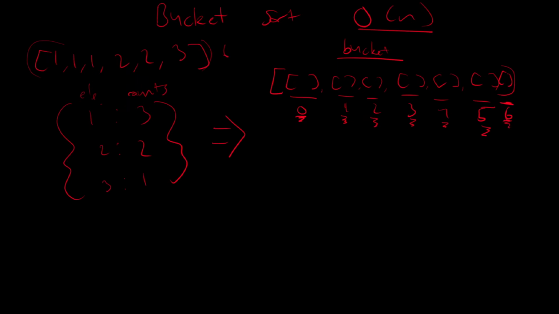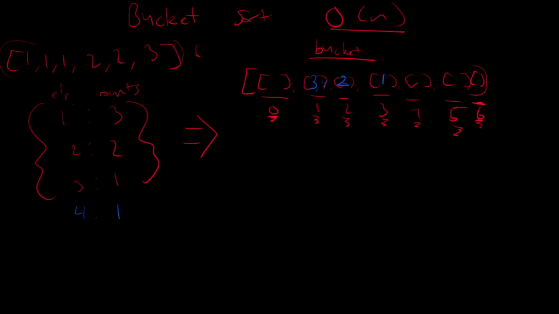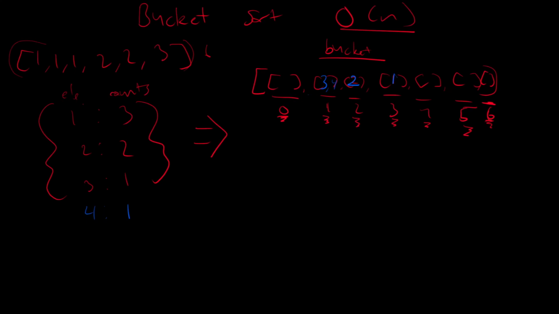Now, there are three 1s, which means in this 3, we should put 1. There are two 2s, which means in this 2, we should put 2. And there's just one 3, so in this 1, we'll put 3. If there was a 4 element with a count of 1, then we would include it in this list.